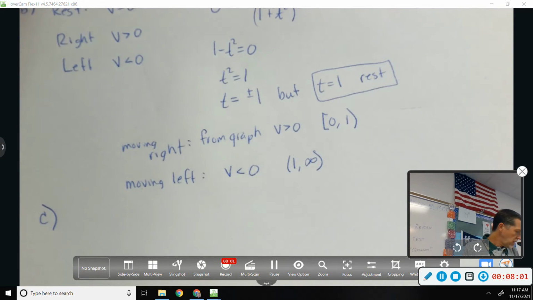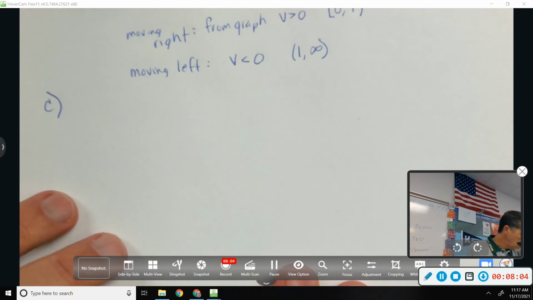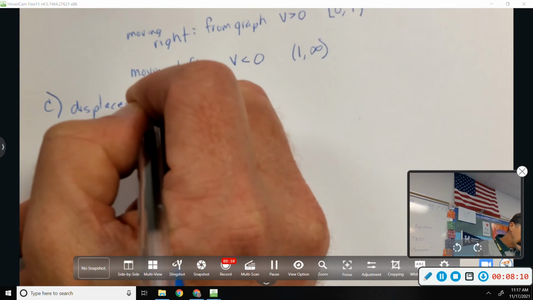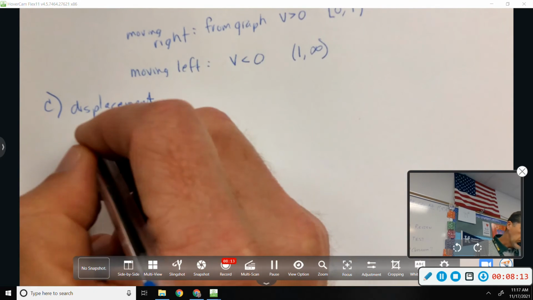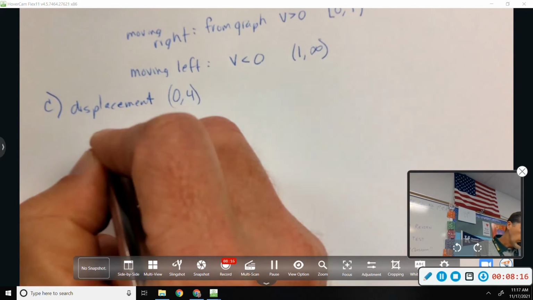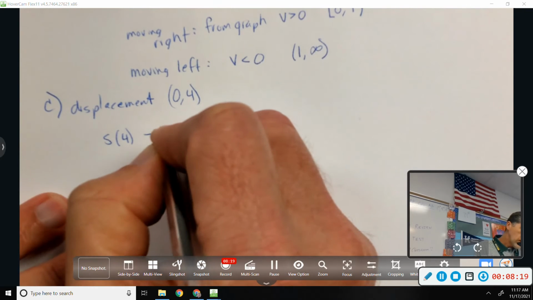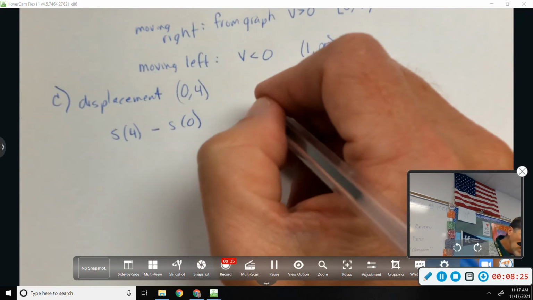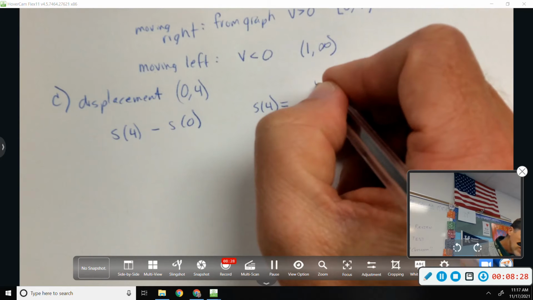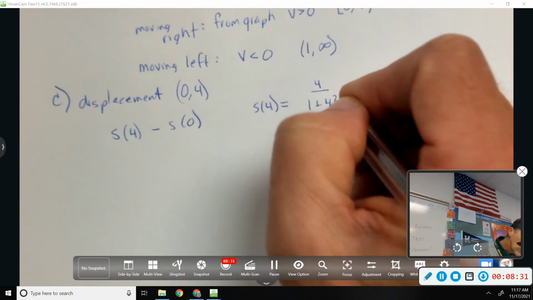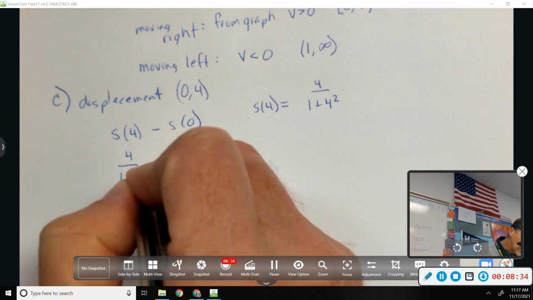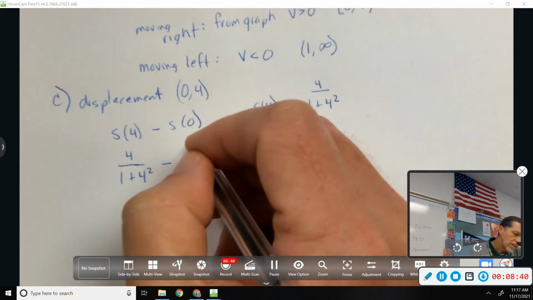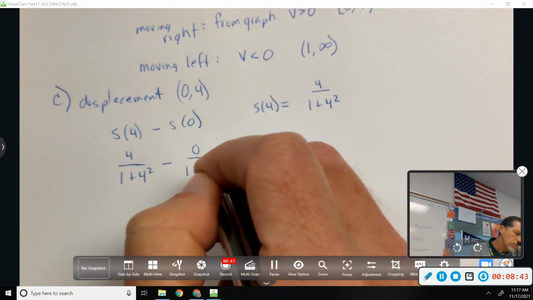Part C. Find the displacement of the particle from 0 to 4. So that's S of 4 minus S of 0. That's what displacement is. So S of 4 is 4 over 1 plus 4 squared. In fact, if we really wanted to be lazy, we could just leave it like that. Minus S of 0, which is 0 over anything, which is 0. Yep, 0 over 1 plus 0 squared.